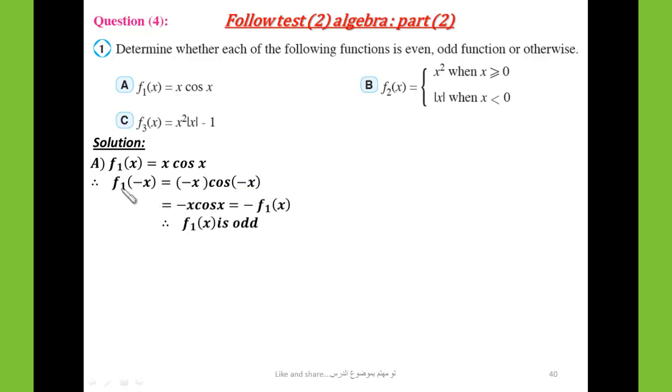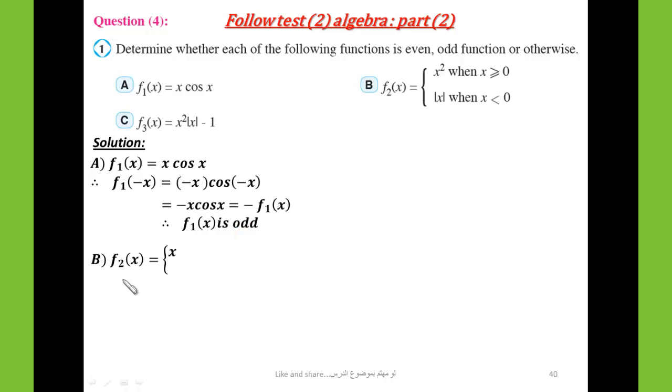So we have f1 of negative x equals negative x cosine x, and x cosine x equals f1 of x itself. So f1 of negative x equals negative f1 of x, and this means that f1 of x is an odd function.